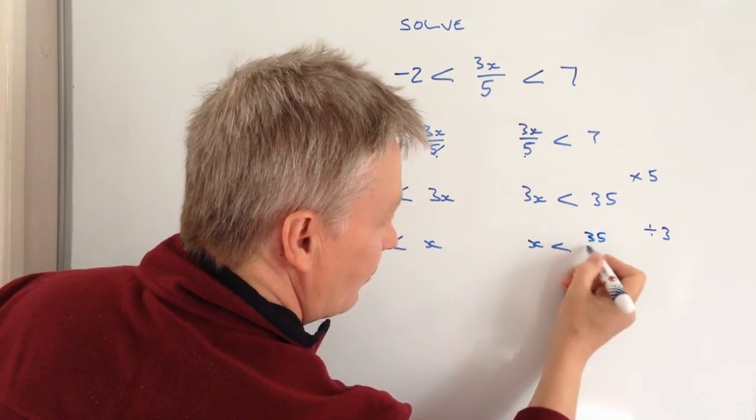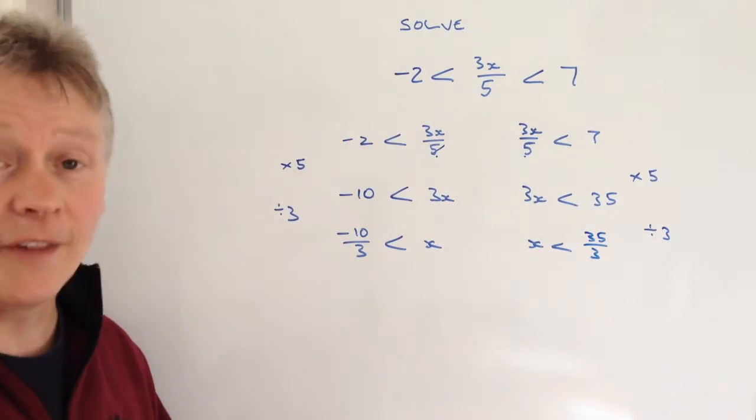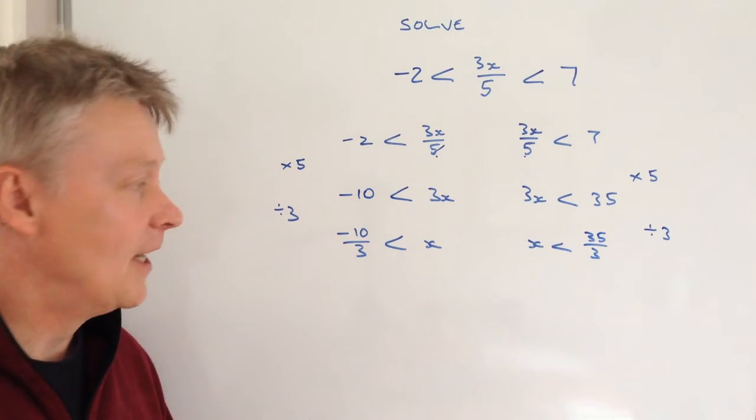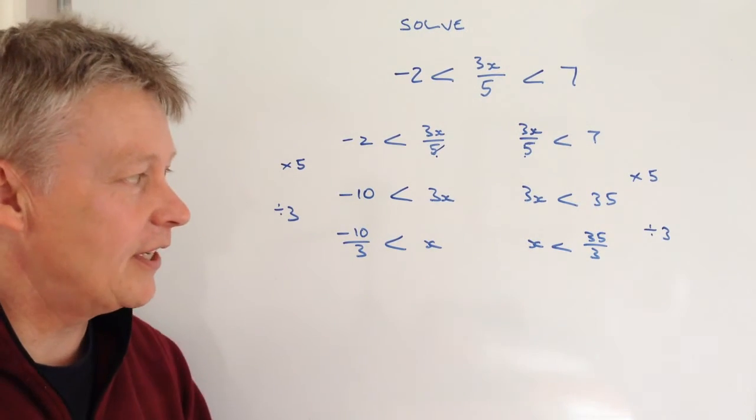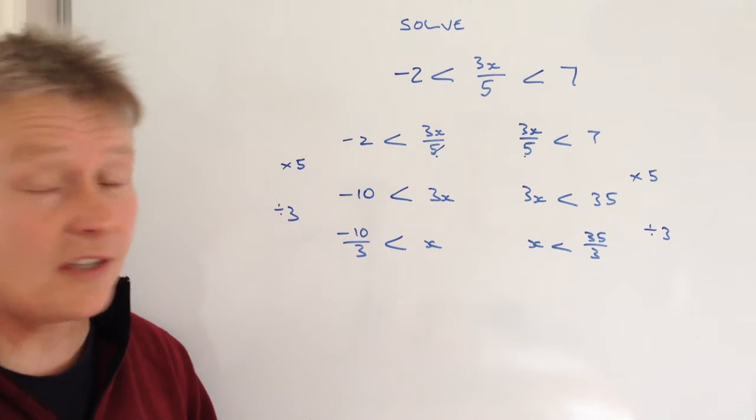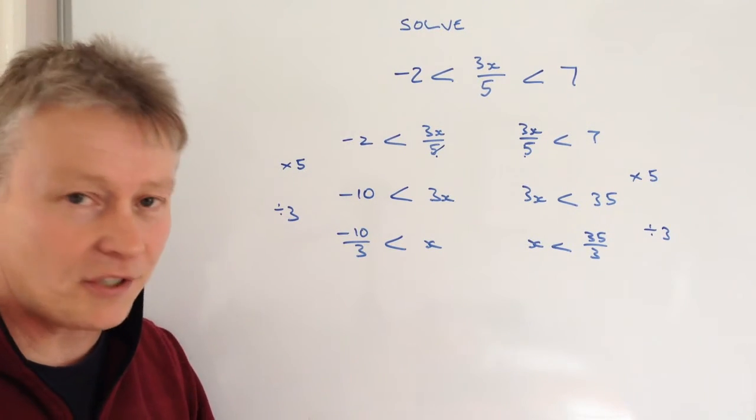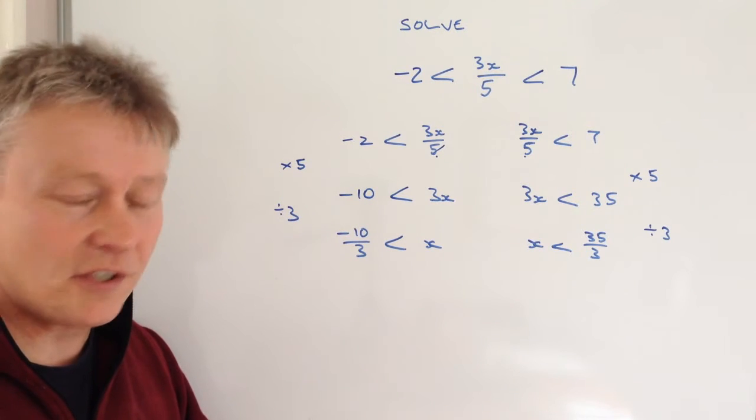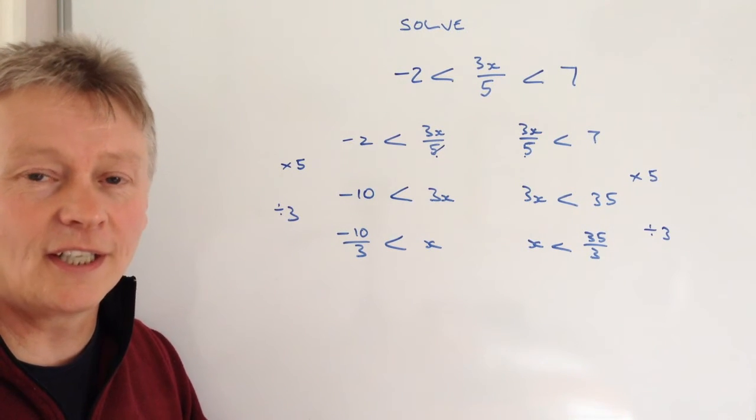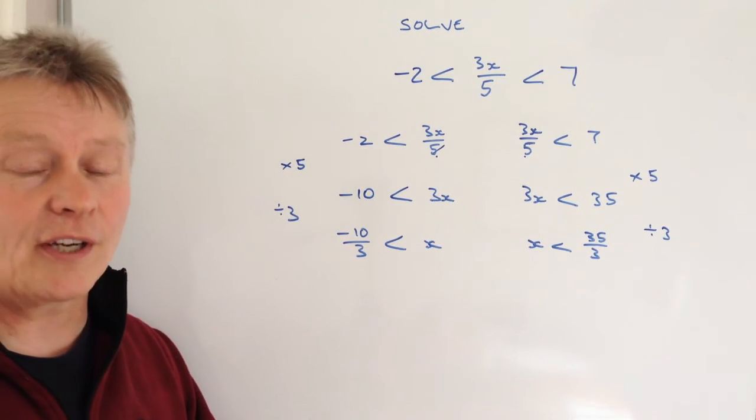I can write that simply as 35 over 3, and that's perfectly fine. You'll see here I've left these as fractions. That's fine. You don't need to convert them to decimals or to mixed numbers. In terms of these sort of questions, it's perfectly good to leave them as top-heavy fractions.